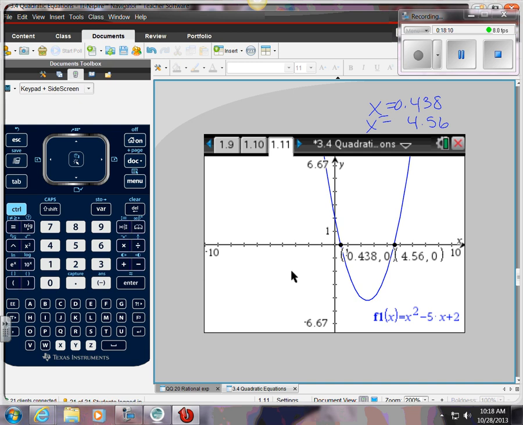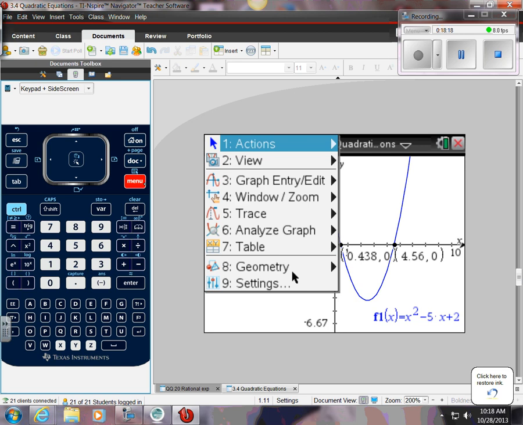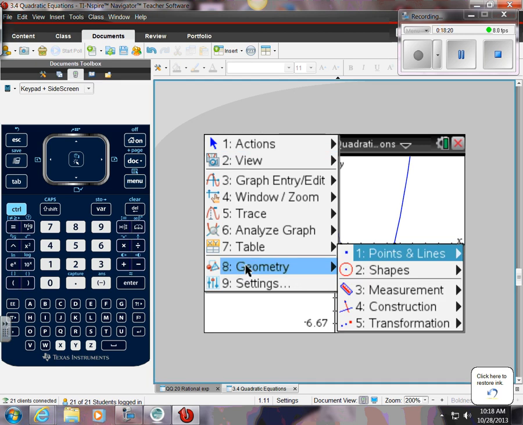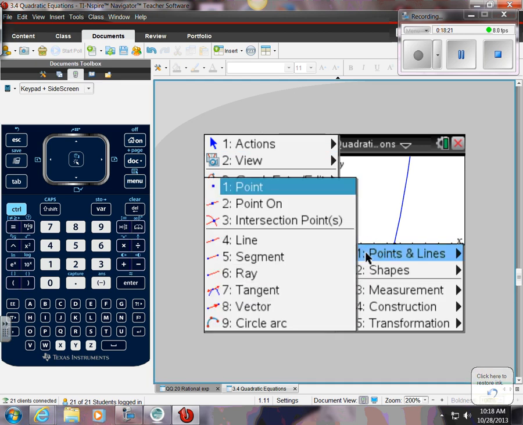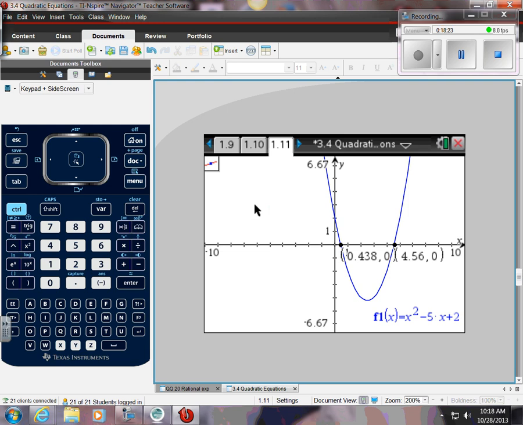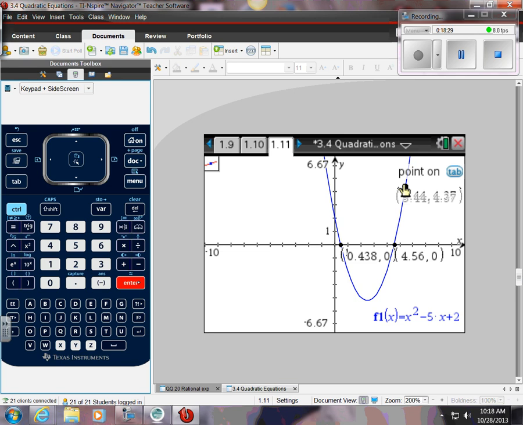Okay, so the other method here. The other method. Are you ready? Other method, menu, geometry, points and lines, point on. This is the one we use for everything else, right? Why not continue to use it? Click on the quadratic and hit enter. Grab that point and drag it.